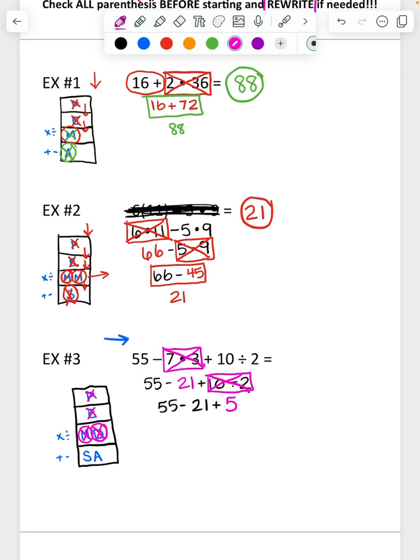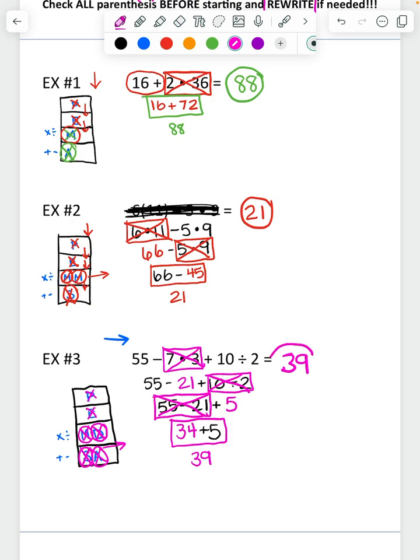What do I do first? Oh, I have subtraction first because we read it like a sentence still, left to right. So subtract. 55 minus 21 is 34. Mark that out. What's left? Plus 5. Okay, go back. We're done with subtracting. Adding is all that's left. 34 plus 5 is 39. And that's all we have. That's our last step. So 39.